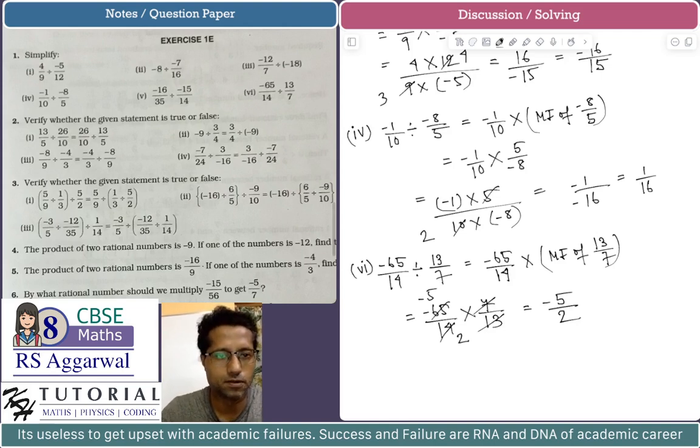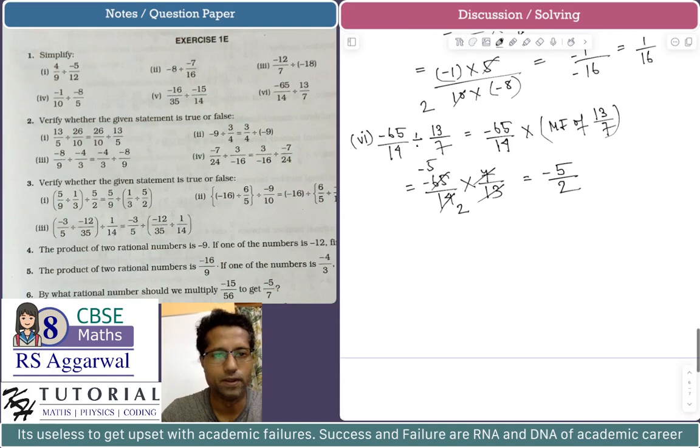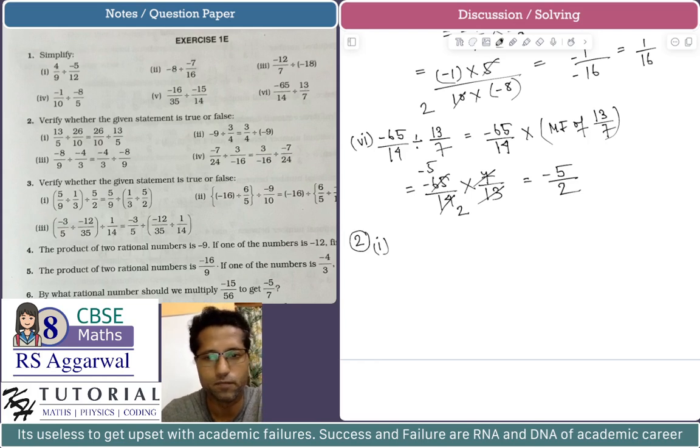Let's move on to question number 2. Verify whether the given statement is true or false. Let's see part 1. How do we do this kind of verification? It is asking to verify whether 13 by 5 divided by 26 by 10 is equal to 26 by 10 divided by 13 by 5.